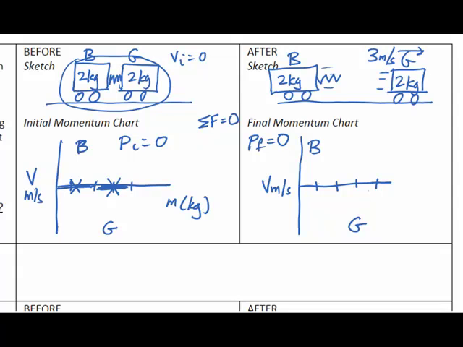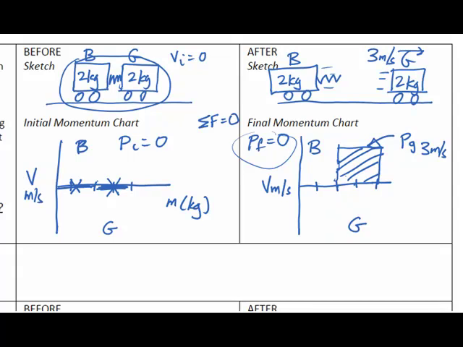For the green cart, I'll put a little box or rectangle to indicate its momentum. So I'll start from here. I have 2 kilograms of mass, and then I'll go up. It's going 3 meters per second. So 1, 2, 3. So this rectangle here indicates the momentum of the green cart. The total momentum is going to be 0, but it doesn't mean the momentum of each object is going to be 0. Okay, and so this is at 3 meters per second.